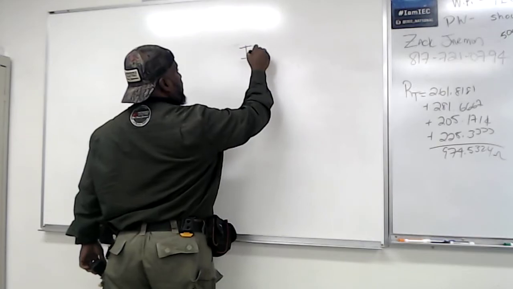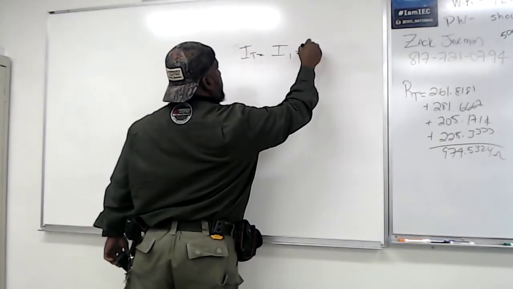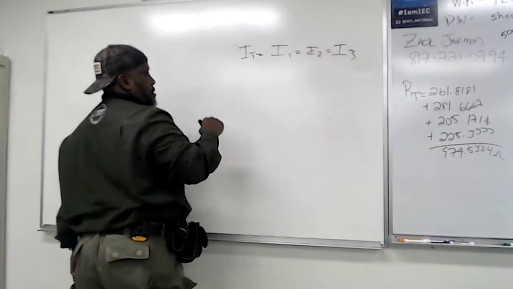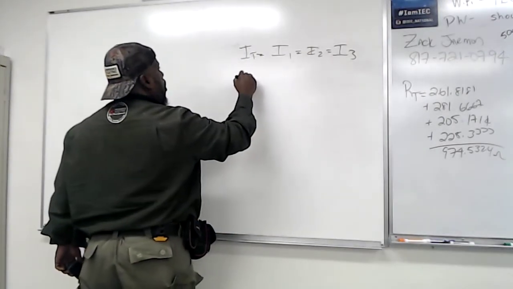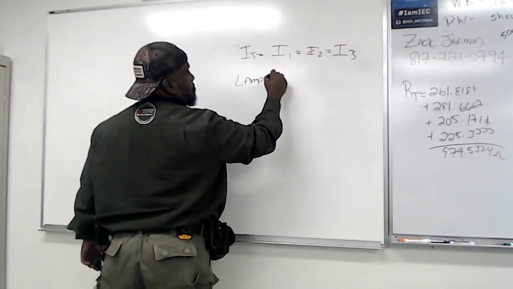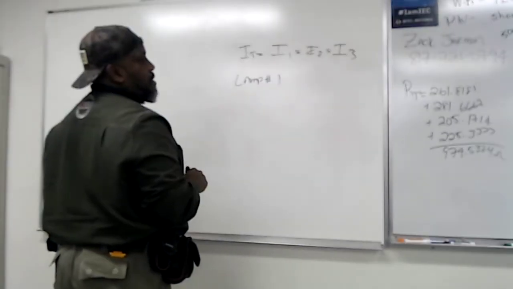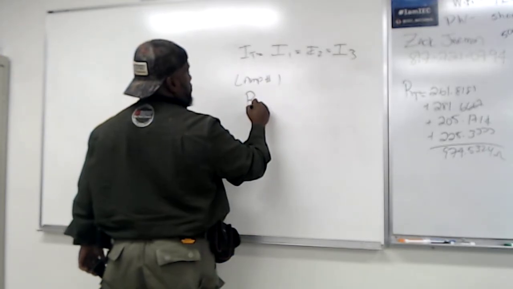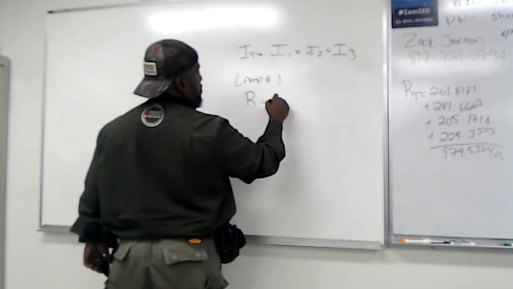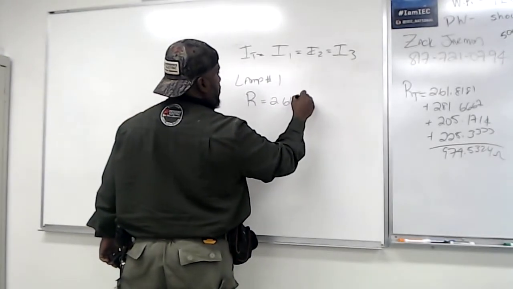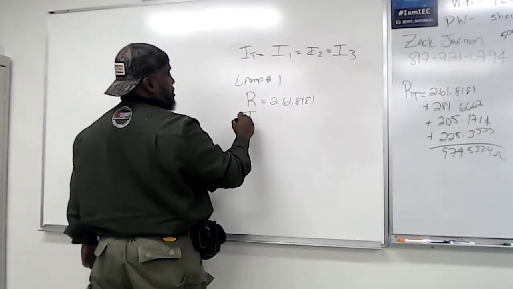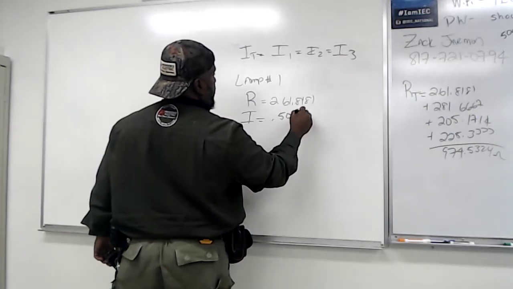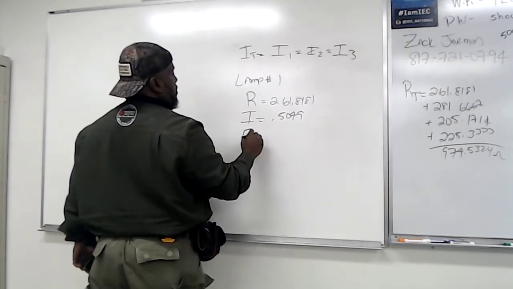So I know IT. So IT equals I1 equals I2 equals I3 based on series circuit, right? Yes. So lamp 1. What we know about lamp 1? We know the resistance of lamp 1, don't we? Which is what? 261.8181. And we also know I now, don't we? Yes. So we can solve for E.